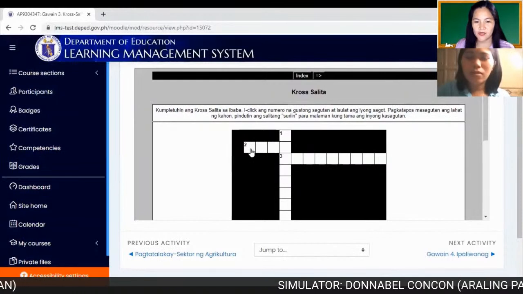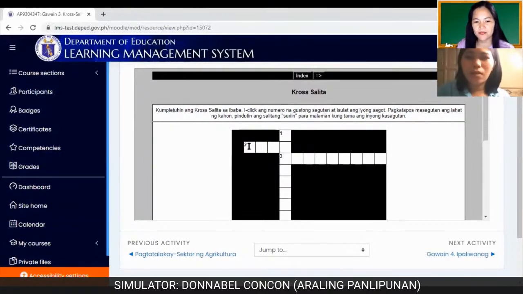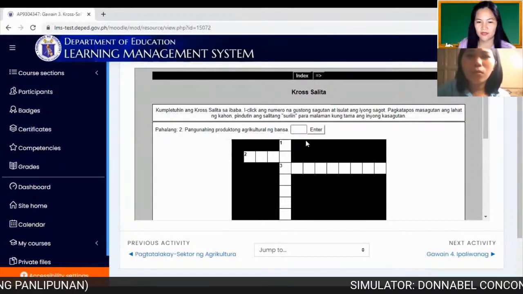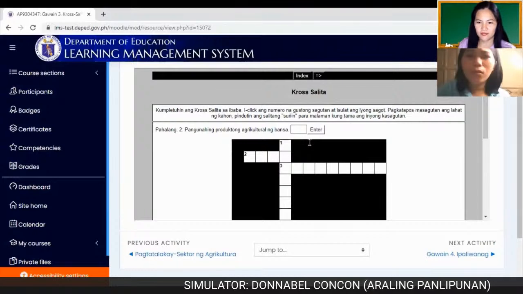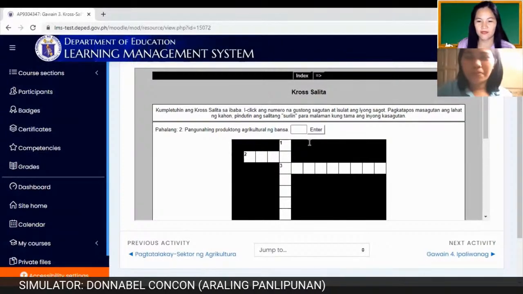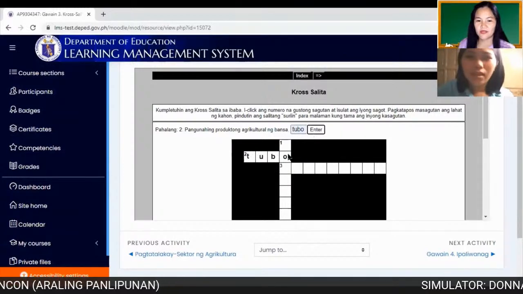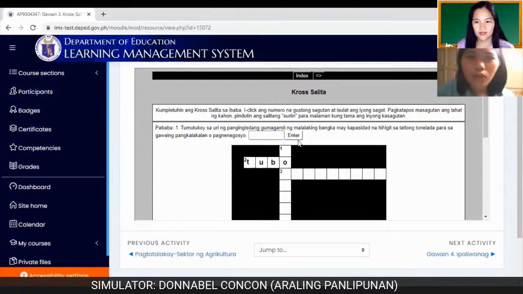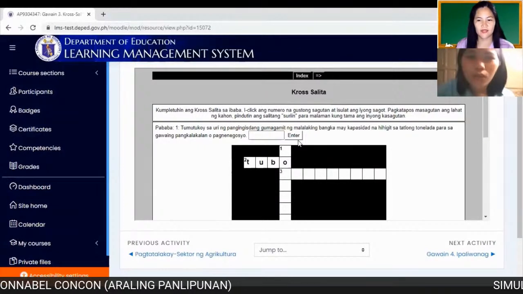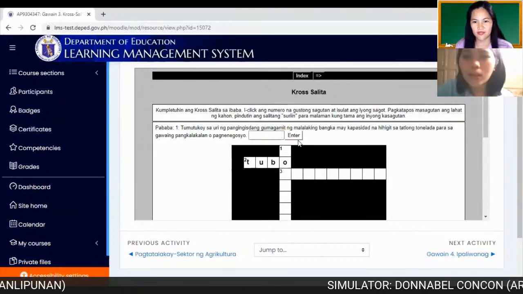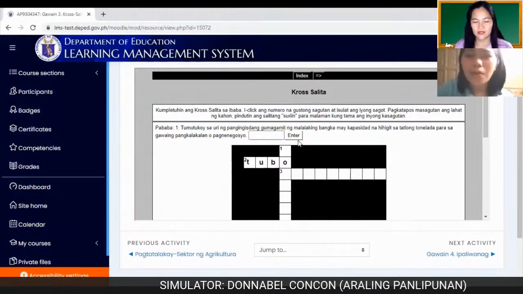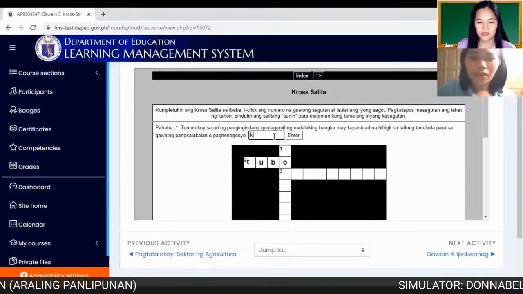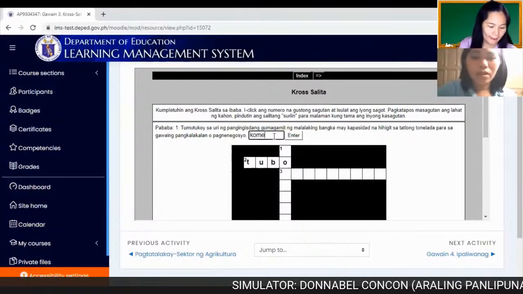Okay, ang una kong sasagutan ay pababa. Pangunahing produktong agrikultural ng bansa. Ang sagot ko po ay tubo. Tumutukoy sa uri ng pangingisdang gumagamit ng malalaking bangka, may kapasidad na hihigit sa 3 tonelada para sa gawaing pangkalakalan o pangnenegosyo. Sige. Komersyal.